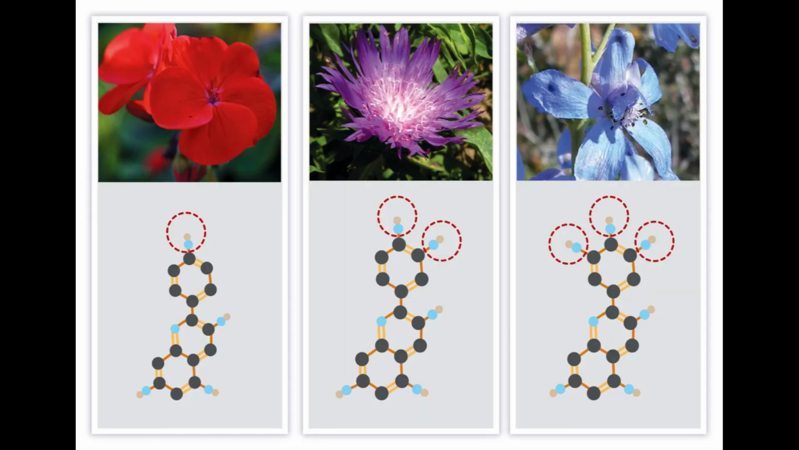As shown in the figure, increasing the number of hydroxyl groups, that is OH, on the anthocyanin molecule shifts its visible color from red to blue. Flowers from left to right, red geranium, Stokes aster, and delphinium clearly show these shifts.